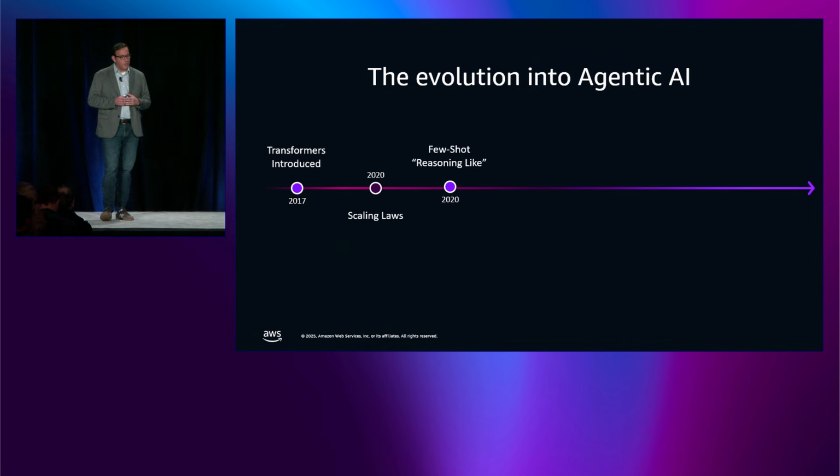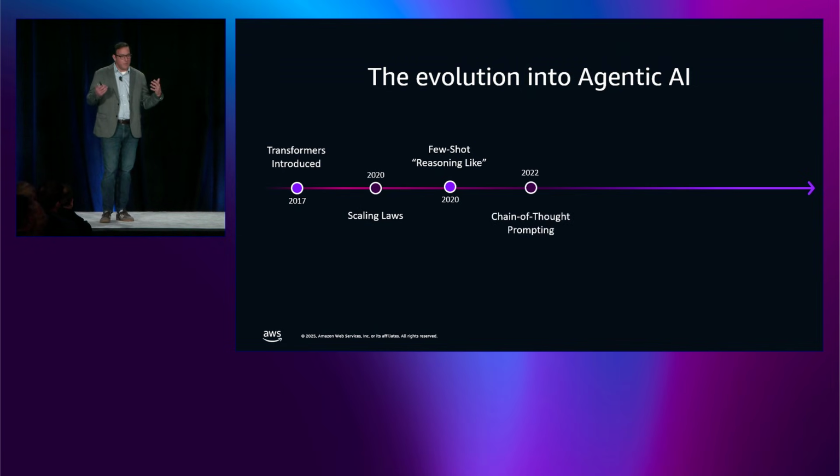Then we got into this few-shot reasoning-like type of behavior. What's important to realize here is we're traveling along from just next token prediction into actual reasoning. Reasoning came about not because it was specifically programmed or designed into these models, but it was emergent based on the bigger models, the more parameters, the more data being trained on, and compute capacity.